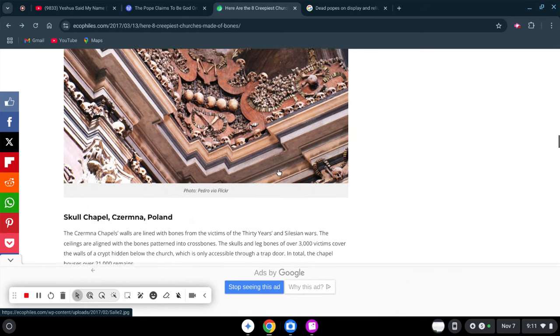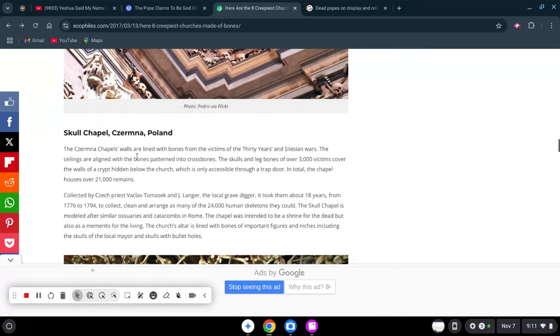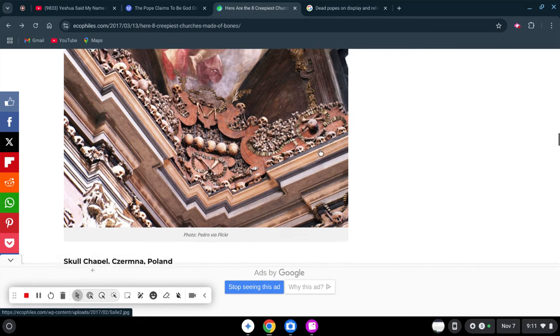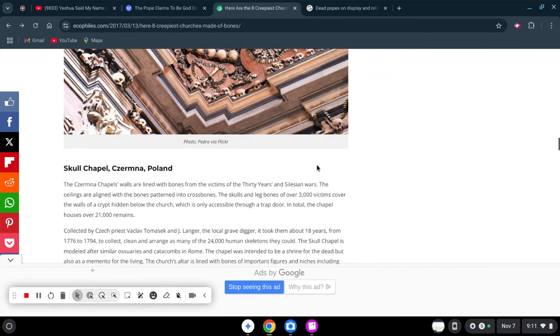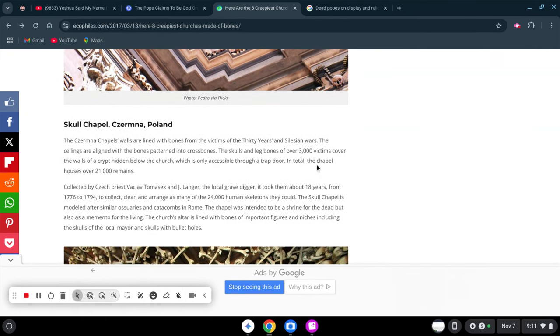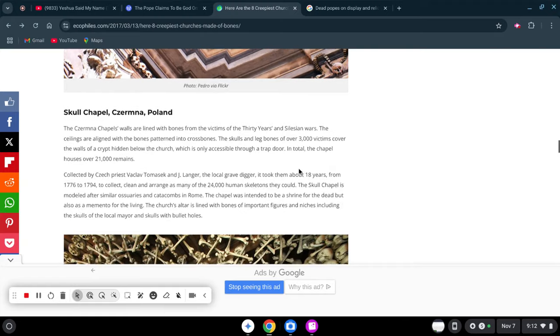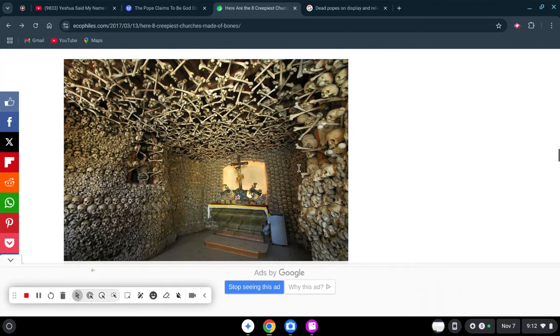Skull Chapel in Poland. The chapel walls are lined with bones from the victims of the 30 years of the Silesian Wars. So they're taking people that were killed in these wars and using their skeletons to line their chapels. The ceilings are lined with bones patterned into crossbones, which reminds me of the secret society, the Skull and Bones. That's another video I'll do for another day, okay? The Skull and Bones Secret Society. They're another secret society just like Freemasons.